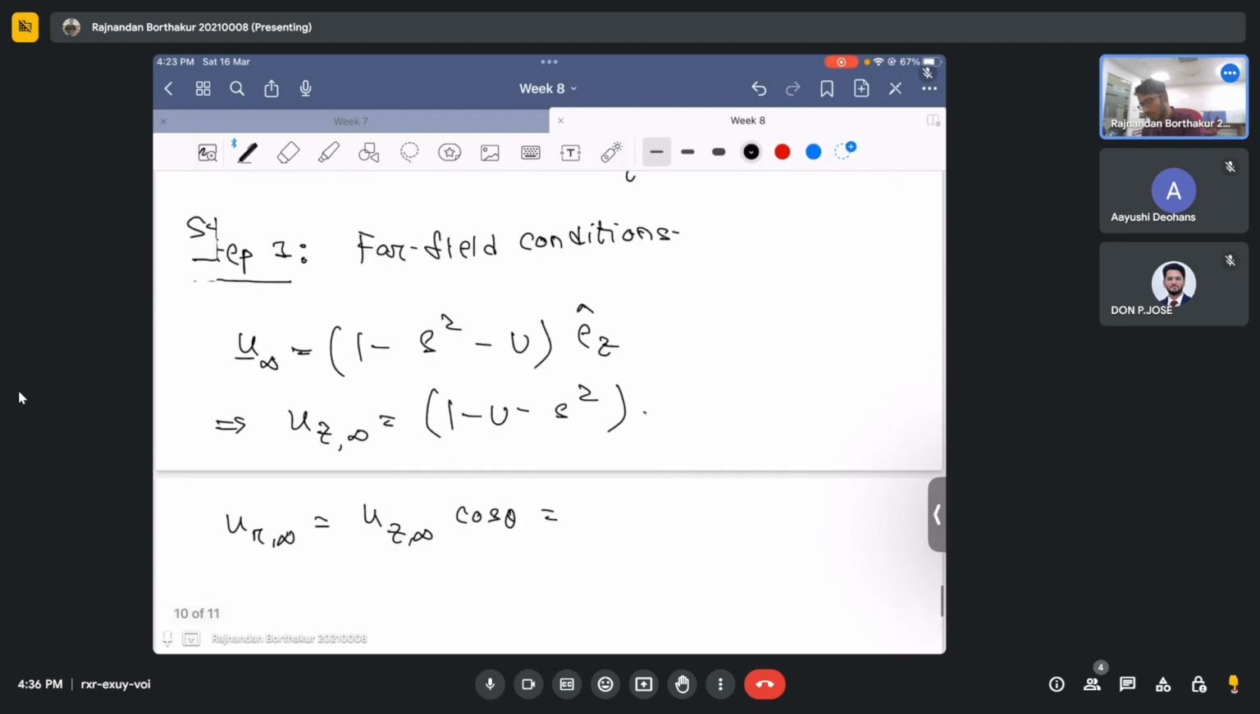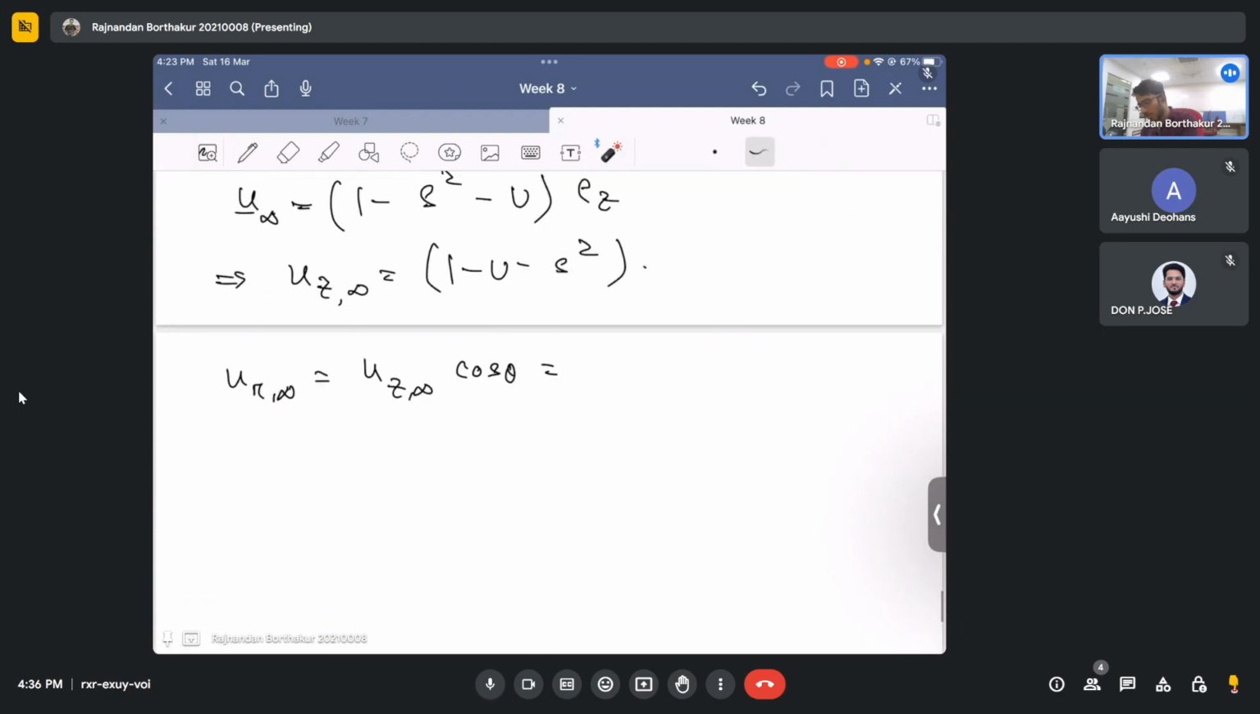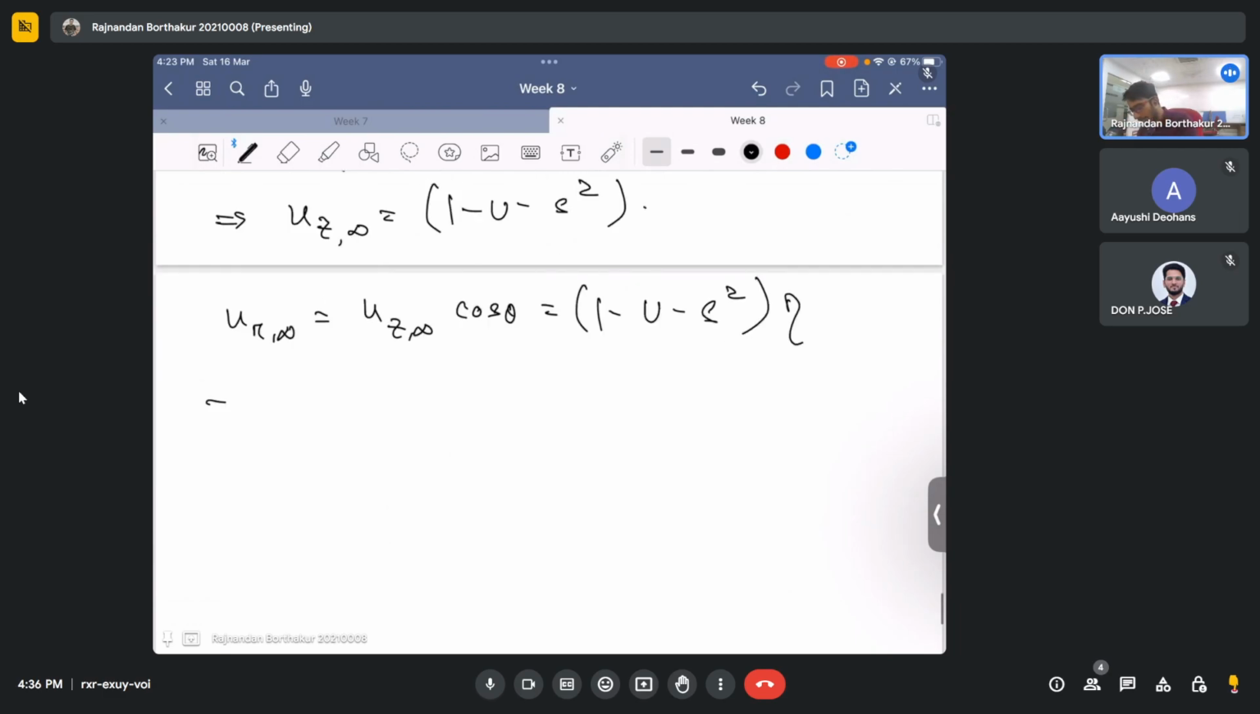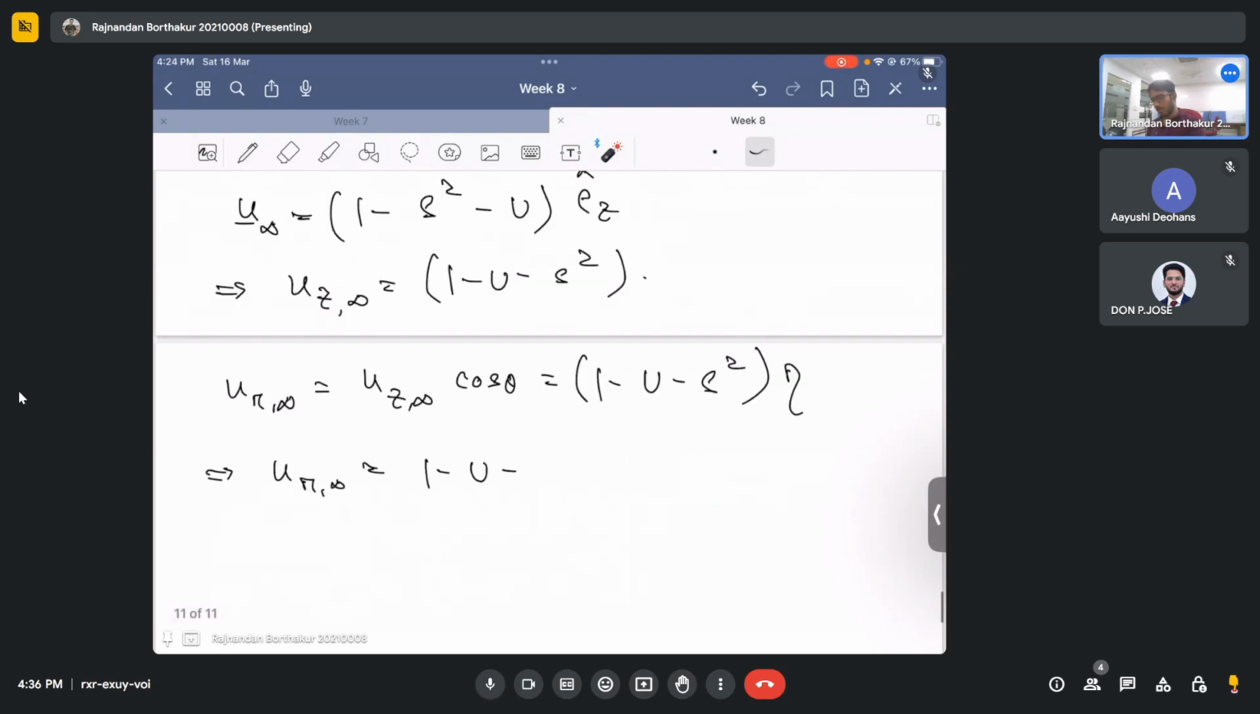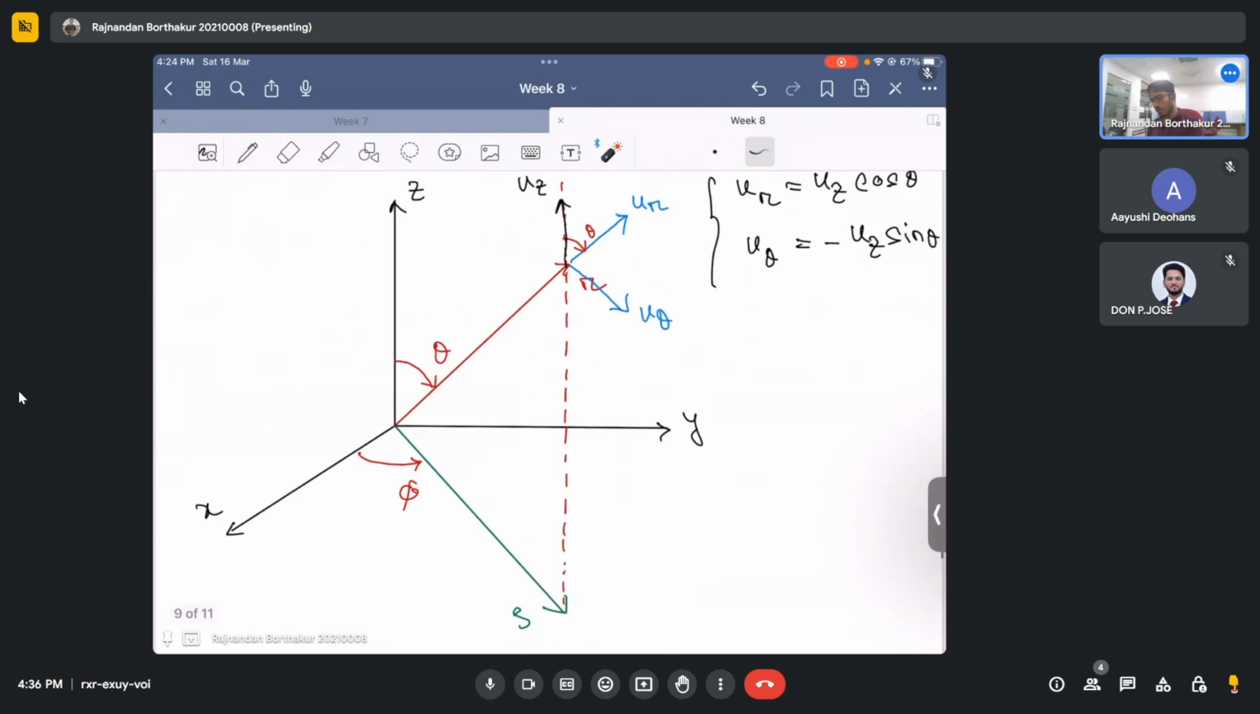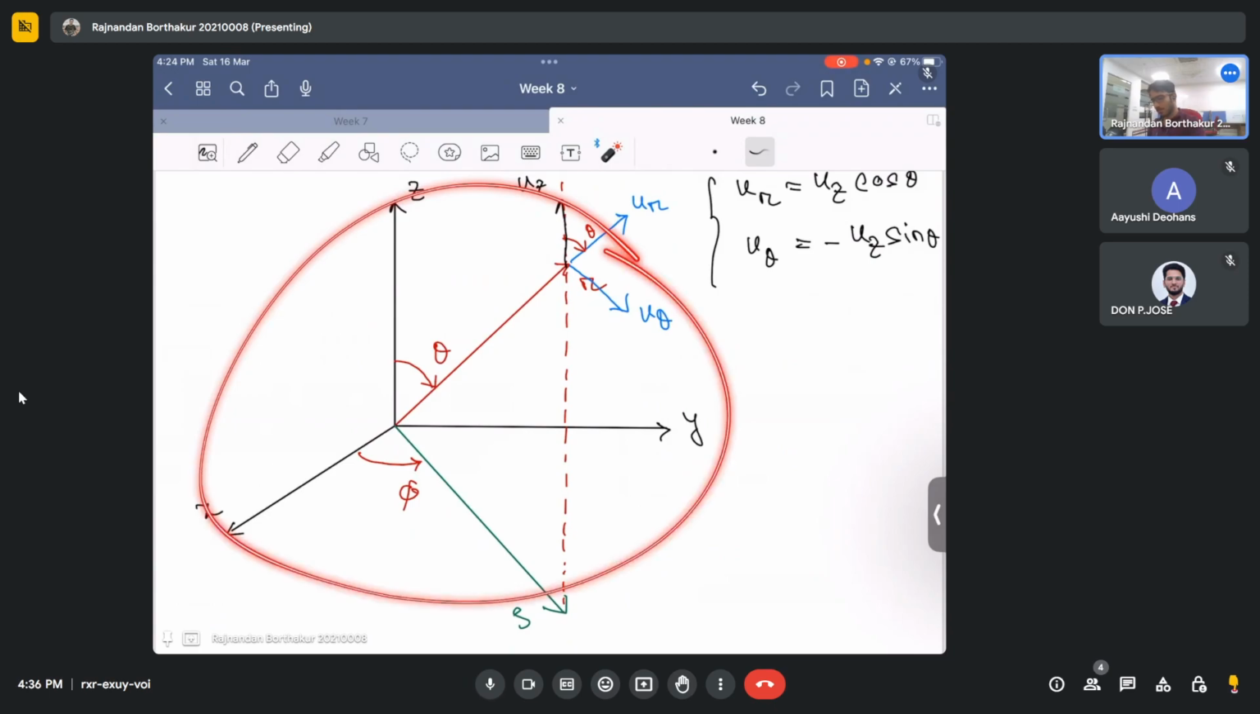So uz is what? uz is just this, which means it is just 1 minus u minus rho squared, times eta. Now this rho is a cylindrical radius, right? So we need to convert the cylindrical radius into spherical radius. Can you tell me what is the relationship between the cylindrical radius and the spherical radius? What is the relationship between rho and r? Can you tell me, by looking into this system?